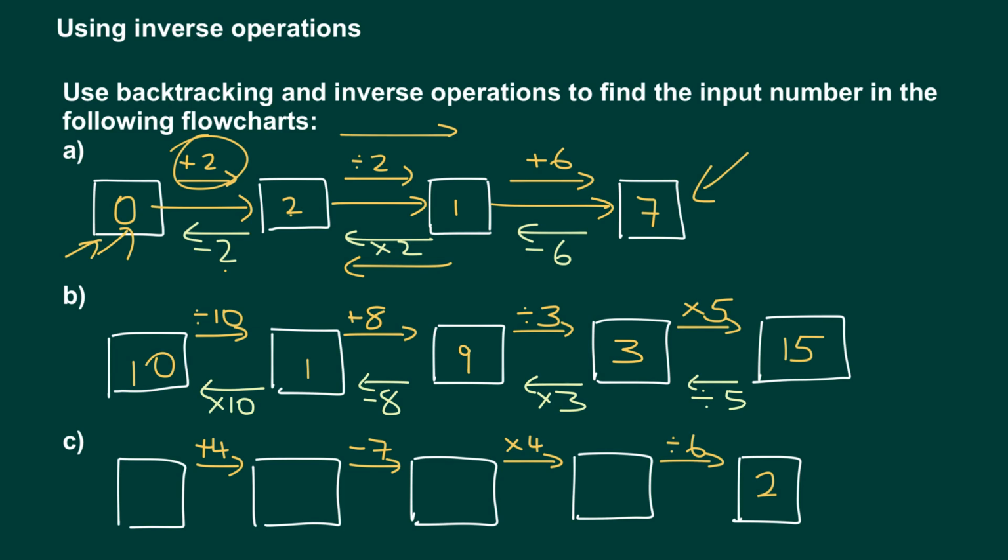So guys, again, let's work our way to the right-hand side to see if we end up with 15 as our output number as we work our way through the different operations. So starting with 10, we go divided by 10 gives us 1, plus 8 gives us 9, divided by 3 gives us 3, times 5, hey, gives us that 15. So we know that the input value that we got of 10 is correct.